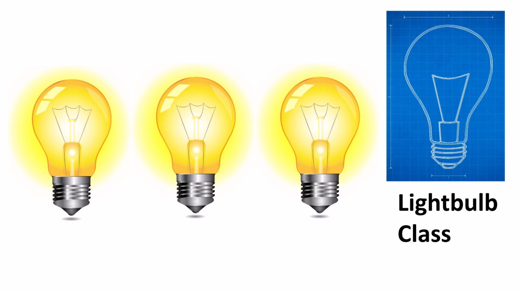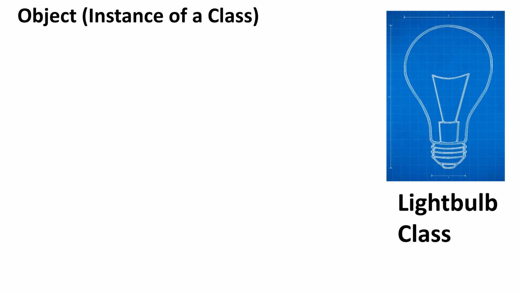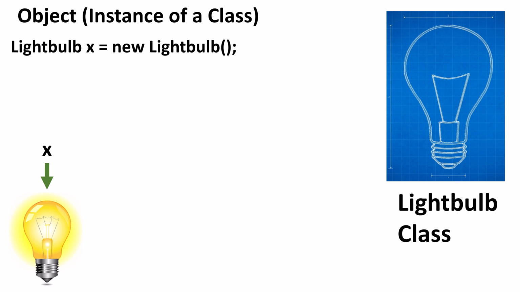Anyway, now that we've covered classes and objects conceptually, let's learn how to create objects with code. Here's how we can create an object for the LightBulb class. We start by stating the name of the class, in this case LightBulb, then a variable, in this case x, followed by equals, new, LightBulb, open close parentheses, semicolon. What we did is create a variable called x of type LightBulb and told it to point at a newly created LightBulb object.